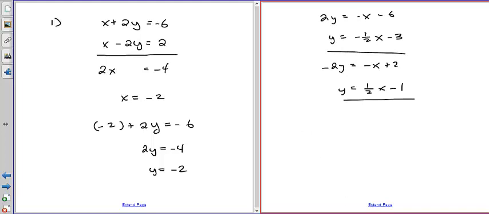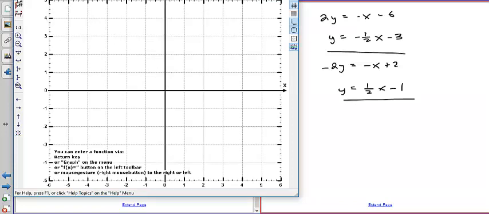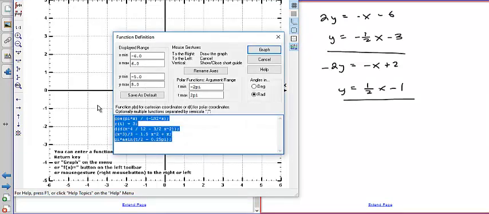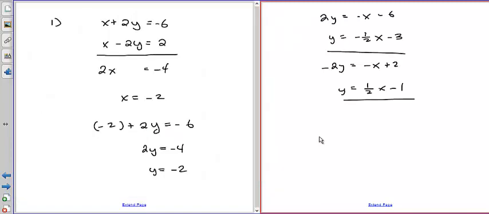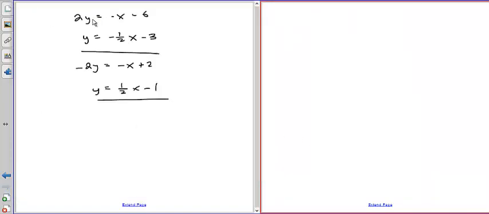I'm just checking to make sure I think I did it right. We'll find out when I plot them. Okay, so the first equation is y equals -1/2 times x minus 3. And the second equation, and I don't need this equal sign in here, 1/2 x minus 1. And you can see they intersect here at x equals -2, y equals -2. So that is correct.